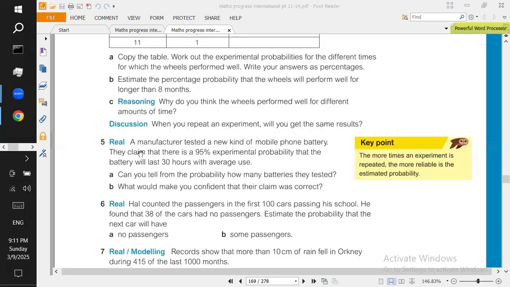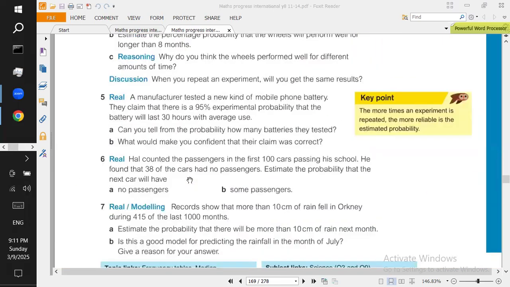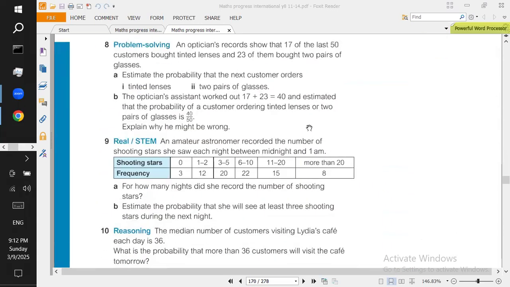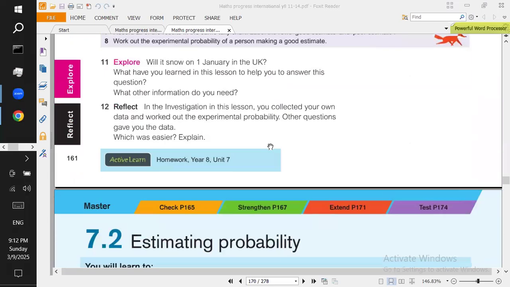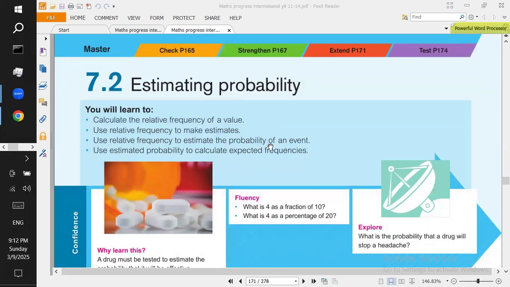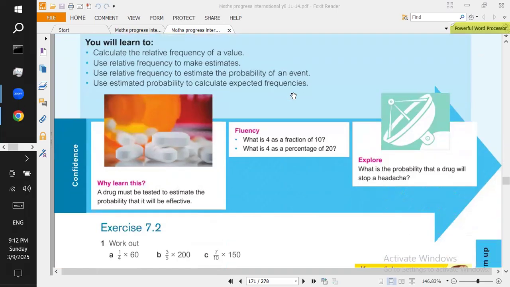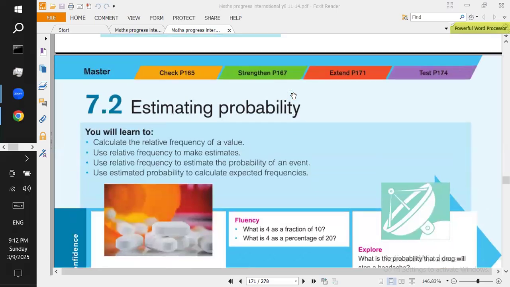Here, same idea. The more times an experiment is repeated, the more reliable the estimated probability is. Yes, the more reliable the probability will be. Okay, same idea for all of these. You find the total and then you find the experimental probability. Now we're going to estimate probability. Lesson 7.2, estimating probability. Let's take a look at estimating probability questions.